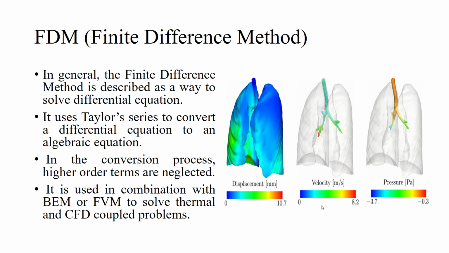So what happens, we are going to use the Taylor series to convert this differential equation into an algebraic equation so that we can solve the algebraic equation more easily. But in the process of conversion, higher order terms are going to be neglected. For example, here you are going to see a coupled analysis of a lungs wherein you are going to see CFD analysis in the first stage, and then you are going to use those results in order to find out the pressure and the stresses that are going to be developed inside the lungs. Likewise, you can use FDM to solve coupled problems.